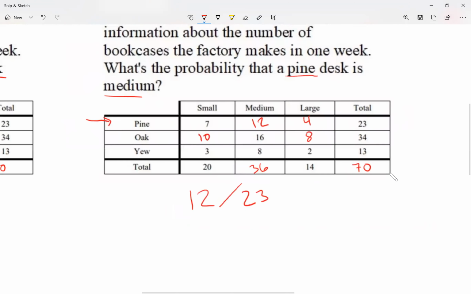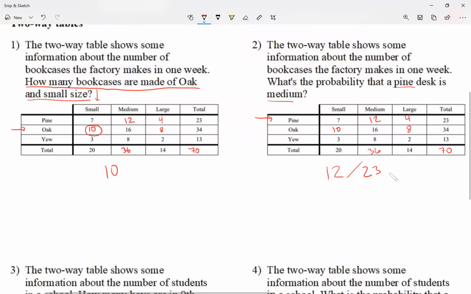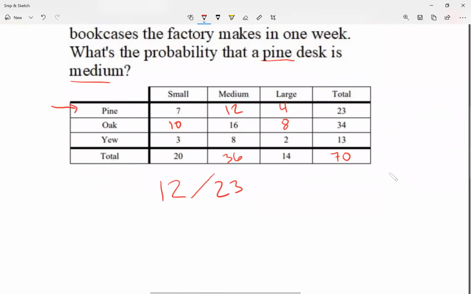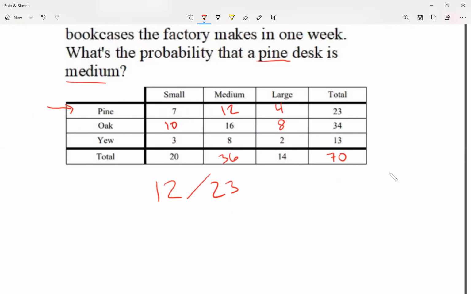Let me refresh your mind on question number 1. When the question was a how many type of question, like how many bookcases are made of oak in small size, my answer is a number. When my question is a what's the probability type of question, my answer is a fraction, 12 over 23. If there's a number that I can divide 12 and 23 by, if I can simplify my fraction, by all means do so. In this case, we cannot, but I'm saying if we can, make sure you simplify.